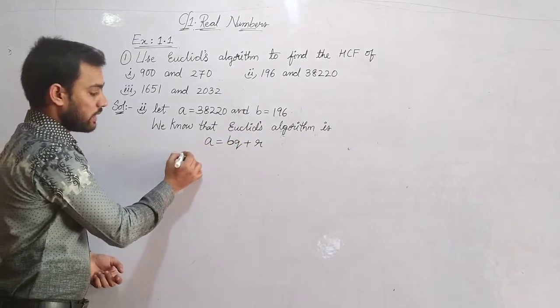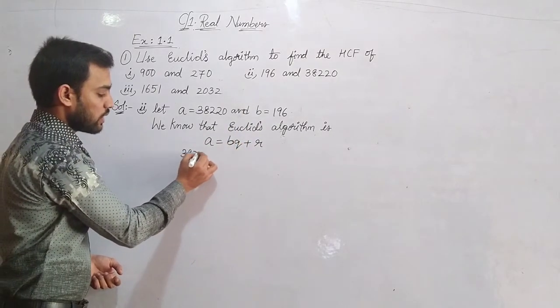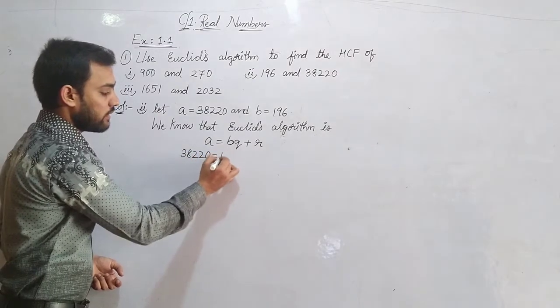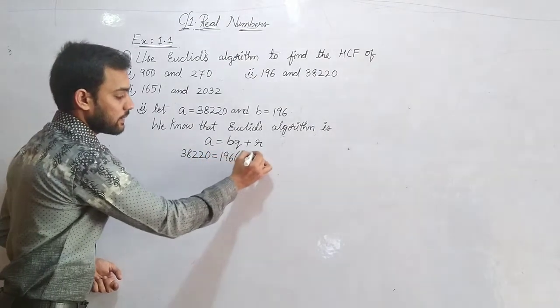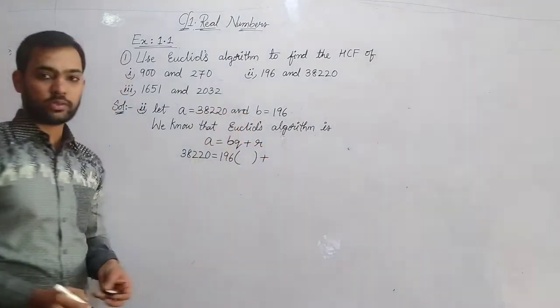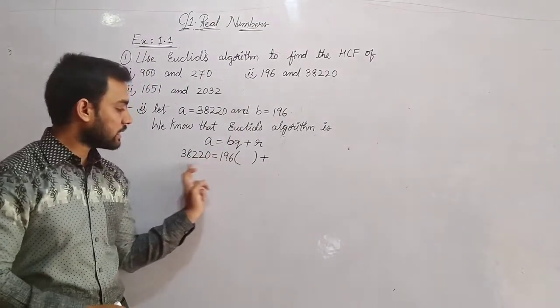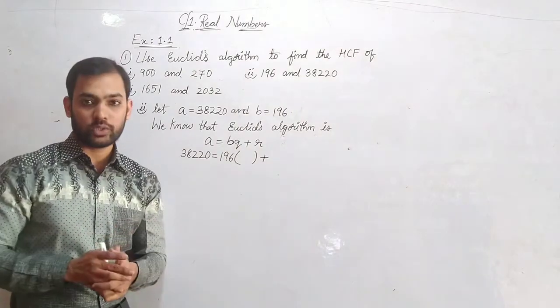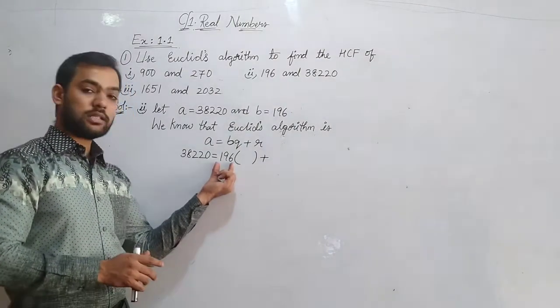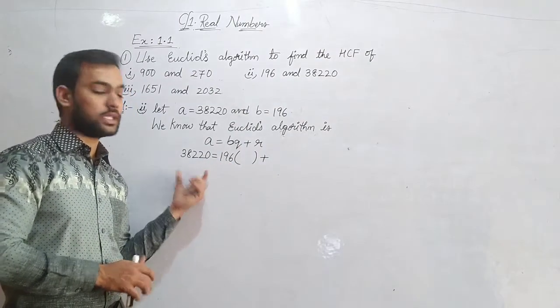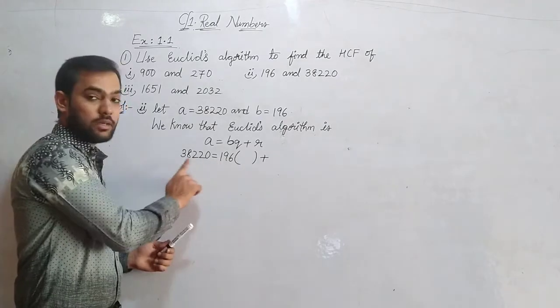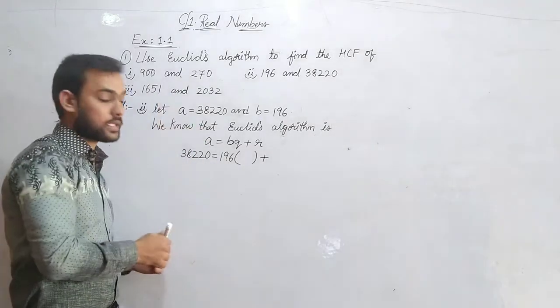And A value is 38,220 equals to B value is 196, and then bracket, and then plus you need to keep as it is. Now, when you see this number and this number, there is a huge difference in both the numbers, right? This is just a 3-digit number, this is a 5-digit number. So here you have only 100, but here you have 38,000.